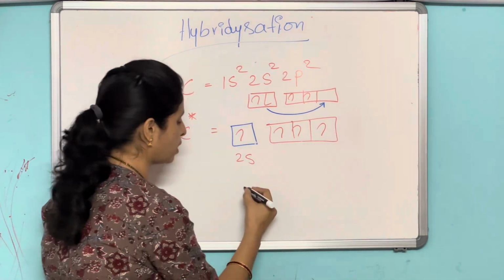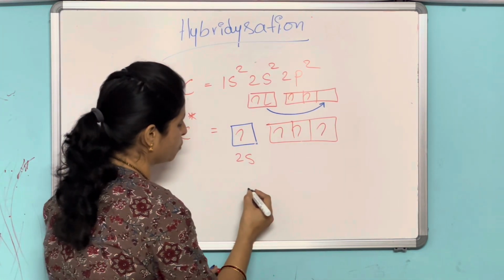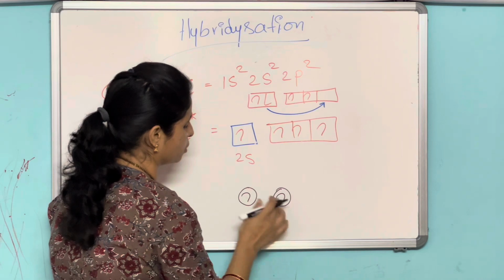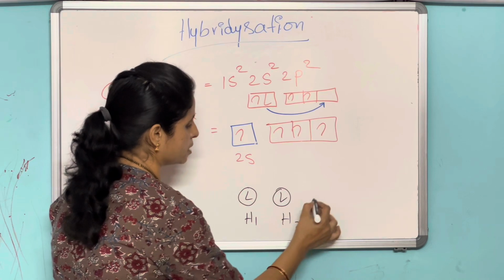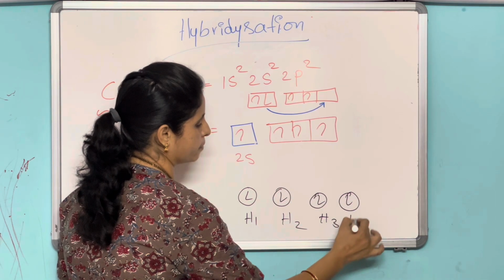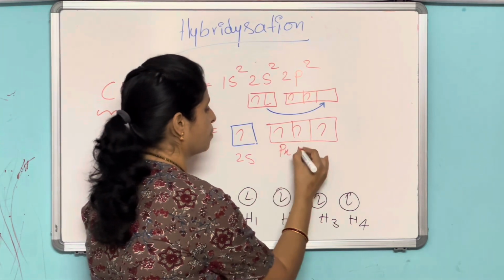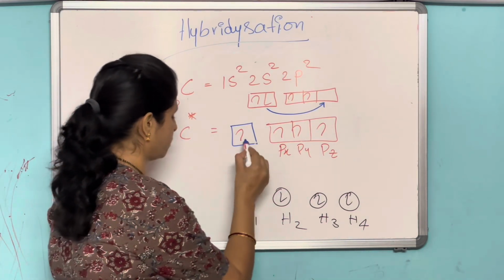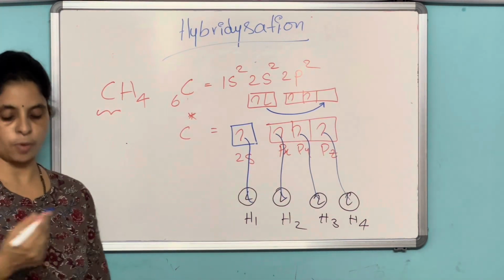Now 4 hydrogen atoms are there. So here 1s orbital. Now each hydrogen atom will form a bond. This is hydrogen 1 and it is hydrogen 2. Just for our convenience, I will reverse this pen. This is the second hydrogen, third hydrogen and fourth hydrogen. So here it is px, py and pz orbitals, and overlapping of all these leads to the formation of 4 sigma bonds resulting in the methane molecule.